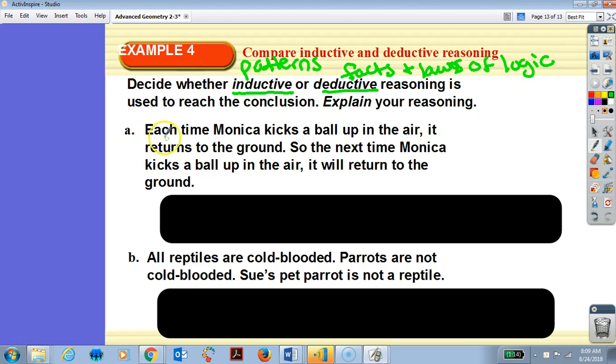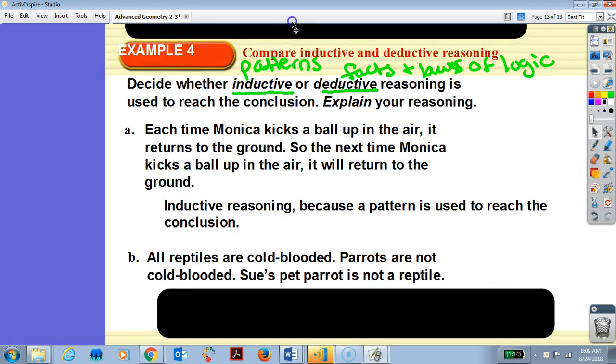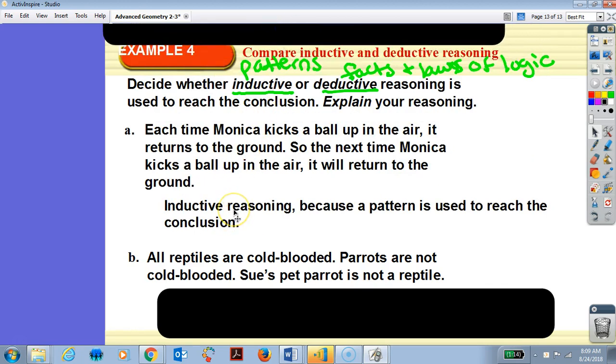All right, so each time Monica kicks a ball up in the air, it returns to the ground. So the next time she kicks the ball up in the air, it will return to the ground. What do you guys think? Inductive or deductive? She kicks it up, it comes down. Raise your hand if you think inductive. Raise your hand if you think deductive. It is inductive, guys. She kicks it up, it comes down, continuing the pattern.